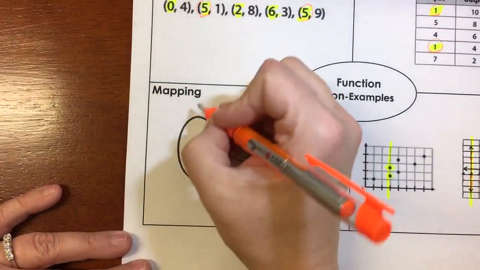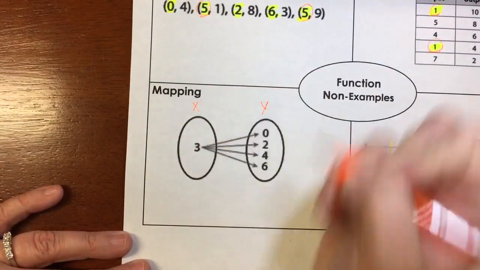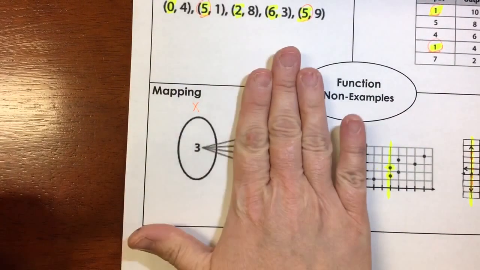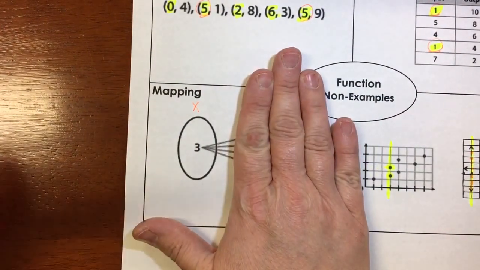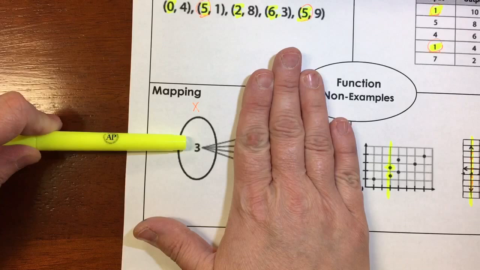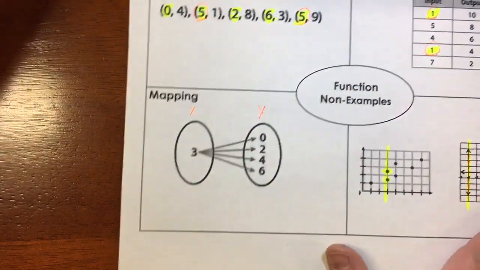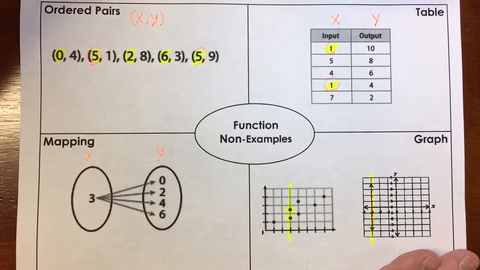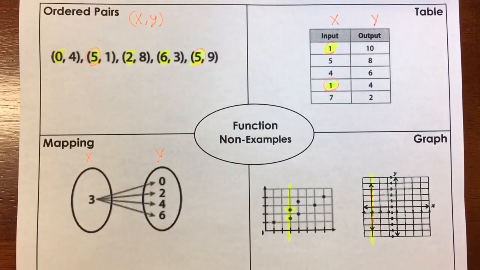On my mapping, still all about that x. So I'm going to cover up the y and look and see. Is there more than one line coming from the 3? Yes, there is. So this is not a function. So these are my non-examples. This is what a function does not look like.